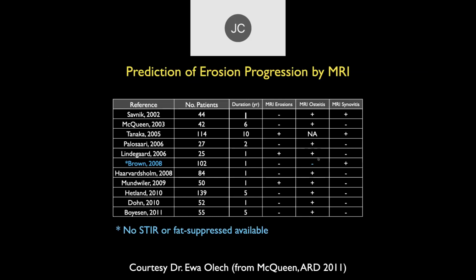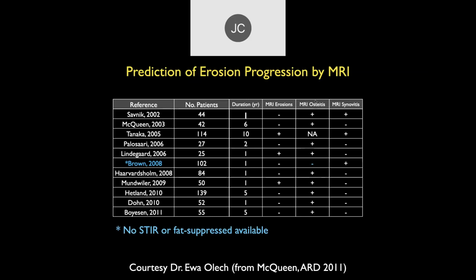The only one that wasn't here was this study from England by Brown et al., but in their study, they only used T1-weighted images. They had no STIR or fat-suppressed images, so they couldn't detect MRI osteitis. So from all of these studies, it's clear that MRI-detected osteitis is a strong predictor of development of erosions and most likely is the pre-erosive stage in rheumatoid arthritis.